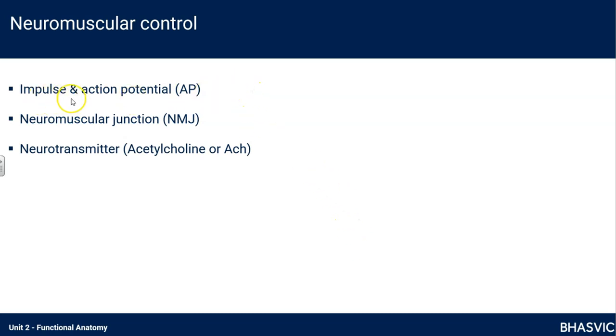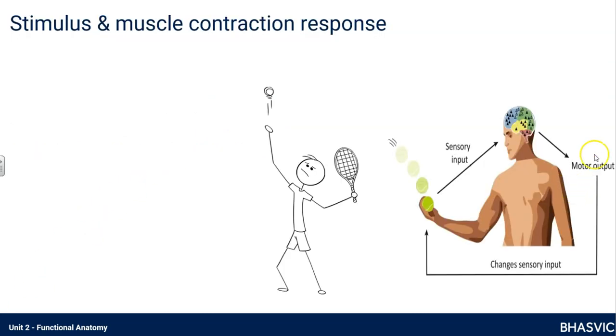So this is the specification content for this video. Again, it's looking at what is an impulse or an action potential, what's a neuromuscular junction, and you will need to know a specific neurotransmitter that has a function at a neuromuscular junction, and this neurotransmitter is called acetylcholine, or ACH for short. So let's see how the nervous system interacts with the muscular system.